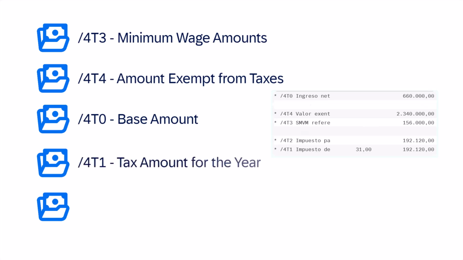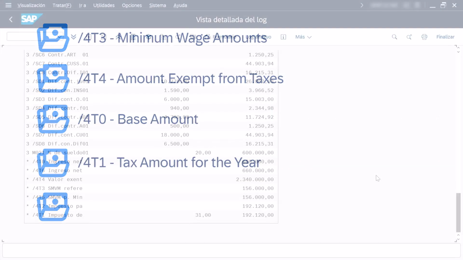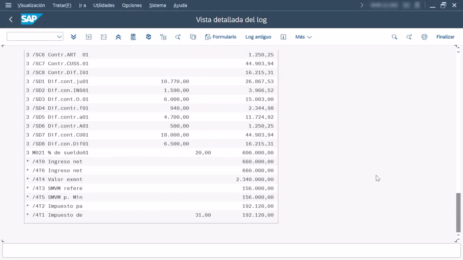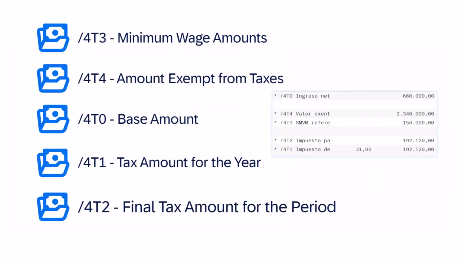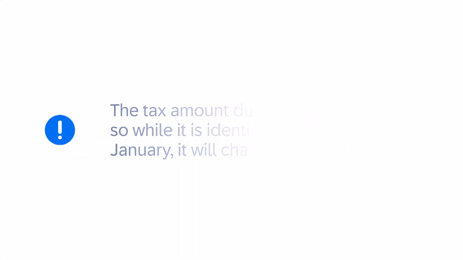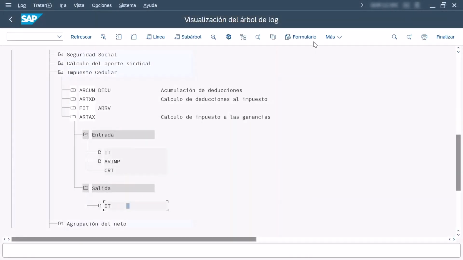/4T1 is the tax amount that is the result after the tax table shown previously is applied. As you can see in this row, the percentage used is displayed on the screen. /4T2 is the tax amount that would need to be paid at the end. It is important to note that the tax amount due /4T2 is cumulative. So while it is identical to /4T1 for January, it will change each month. And this is how the payslip looks for January.